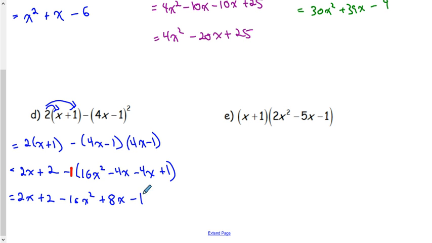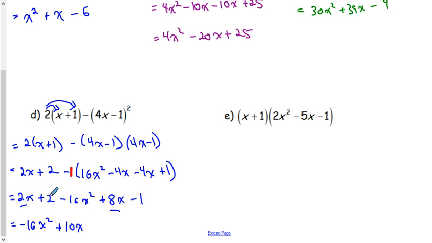Okay, there we go. Now that I've worked all that out, are there any other like terms I can put together? The 2x and the 8x, I can put those together. And let's write our x squared term first. So we've got 16x squared. Let's combine our 8x and our 2x to be 10x.